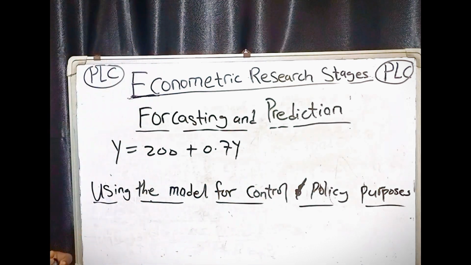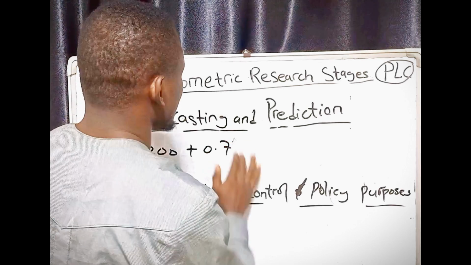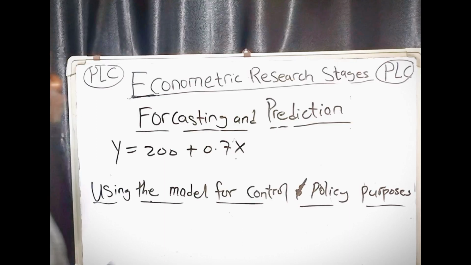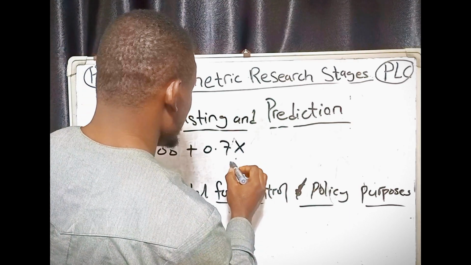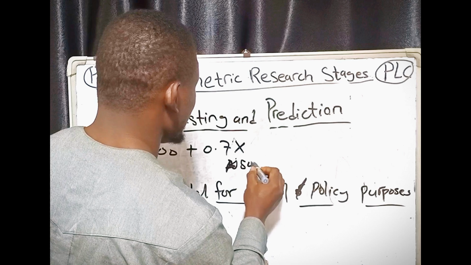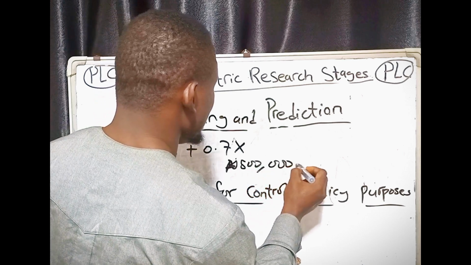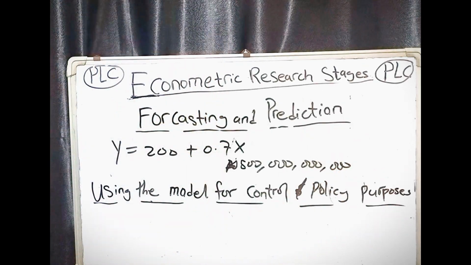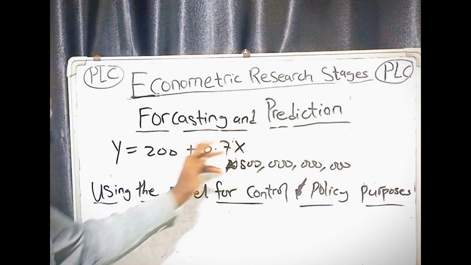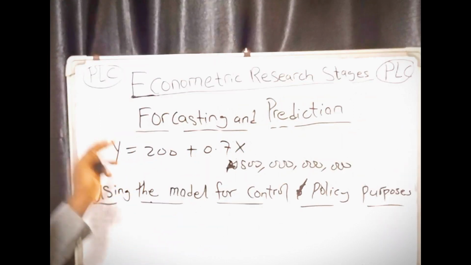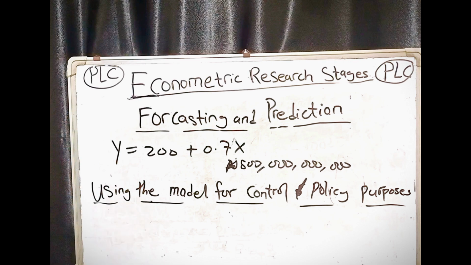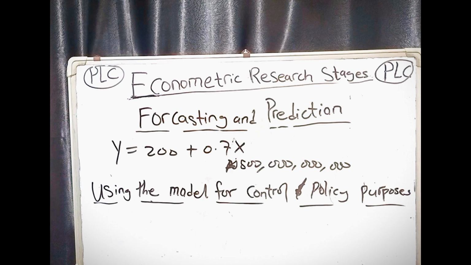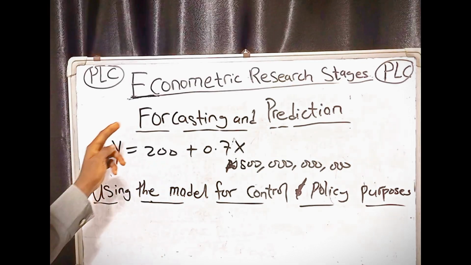And what do we mean by forecasting and prediction? If you are given a level of disposable income, let's say 500 billion, and you substitute this 500 billion for the income variable, you can predict or forecast the value of consumption. You can forecast the consumption. That is what forecasting and prediction is.